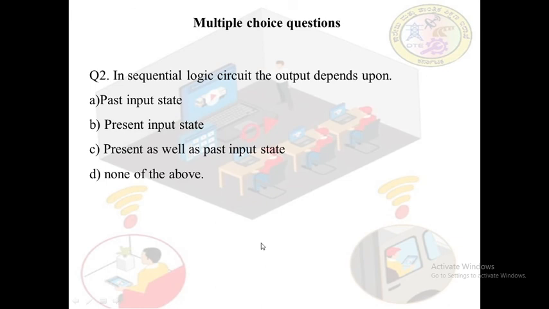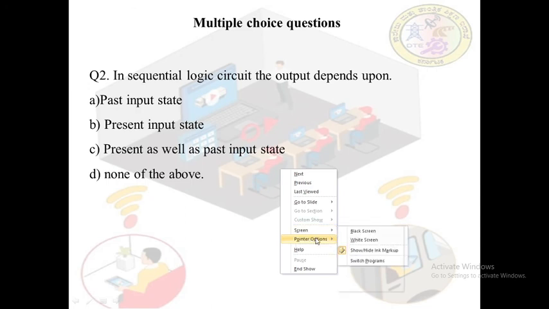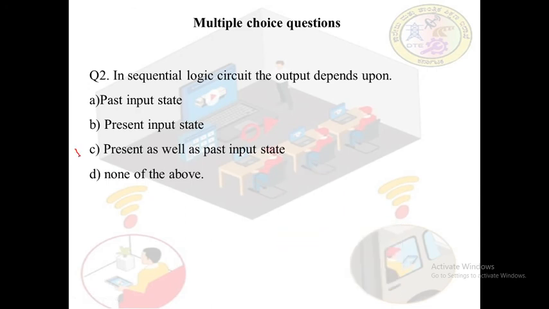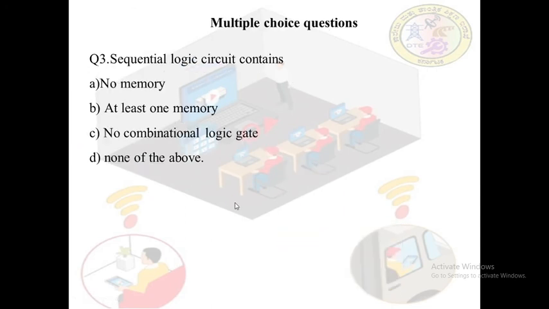Second question, in a sequential logic circuit, the output depends on. Just now we have seen the output depends on present input as well as past input. It not only depends on the past input and not only depends on the present input, it depends on present as well as the past input. Present input is given by external devices, past input is given by the memory. So option C is the right answer for question number 2.